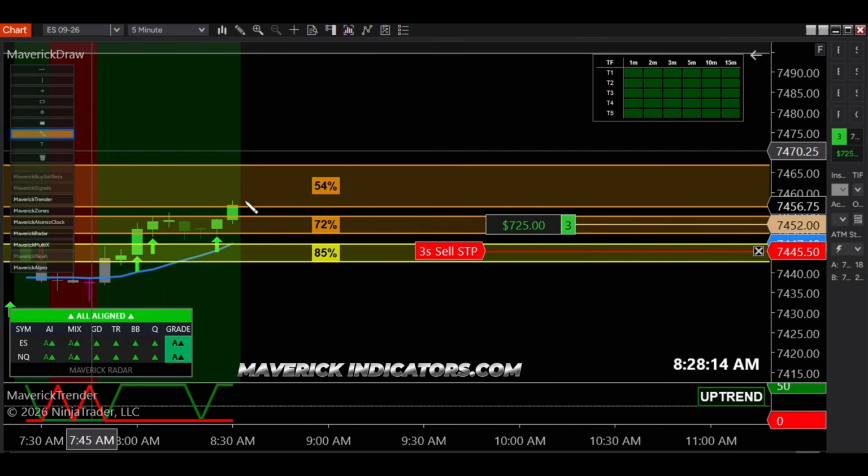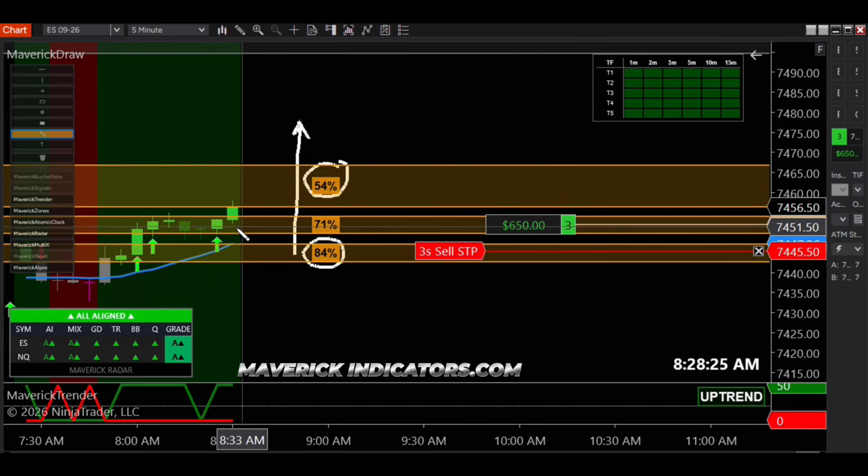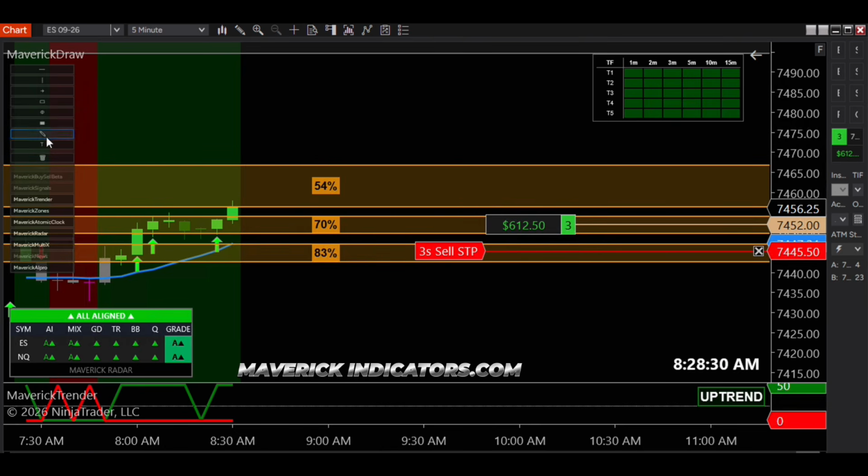What I can tell you is a lot of times, not every time, a lot of times price likes to move away from your strongest zone. Where's your strongest zone? Right here. Where's your weakest zone? Right here. Where's price moving? To the upside. All right? Okay. So what do we got?